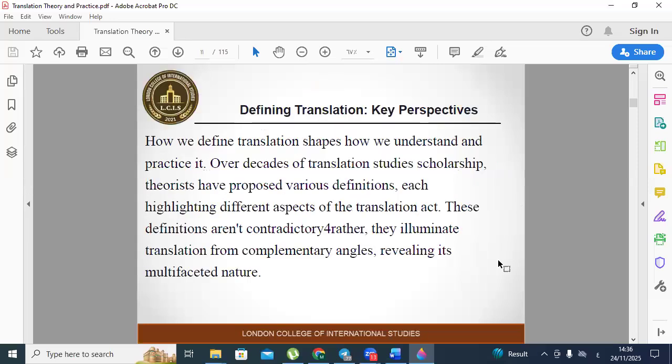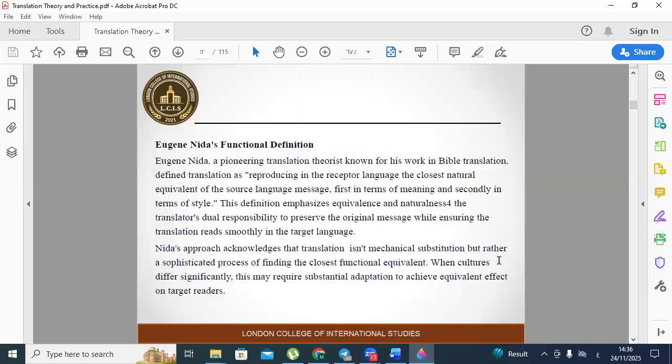Defining translation: key perspectives. How we define translation shapes how we understand and practice it. Over decades of translation studies, theorists have proposed various definitions, each highlighting different aspects of the translation act. These definitions aren't contradictory; rather, they illuminate translation from complementary angles, revealing its multifaceted nature.